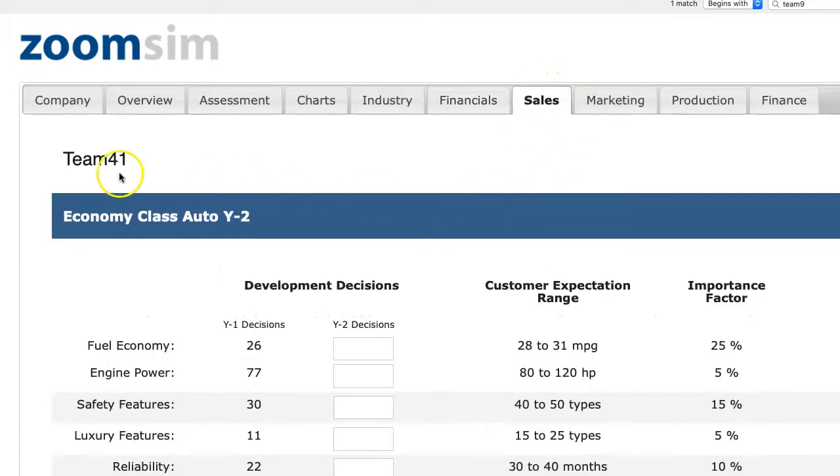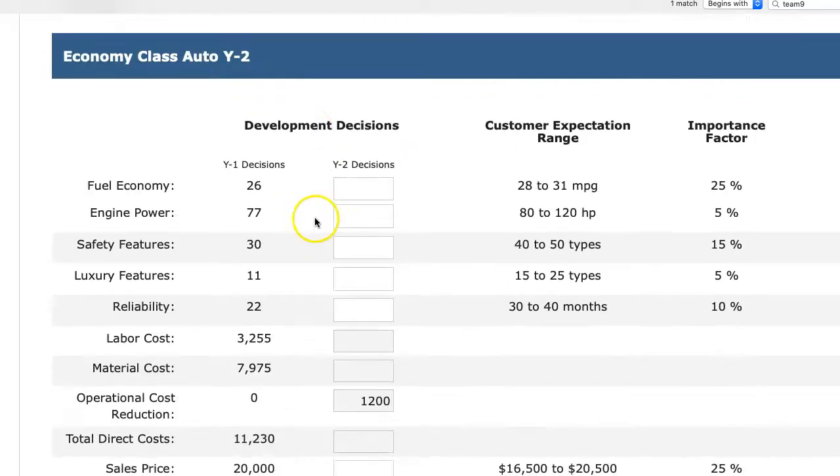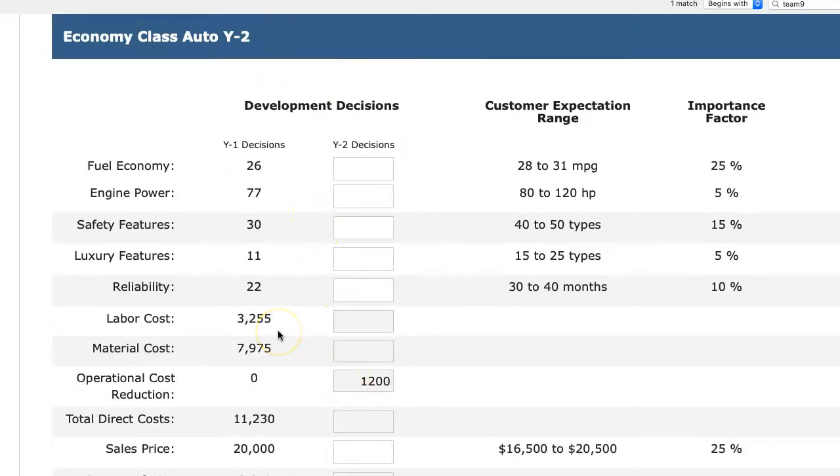Okay, coming into sales, now we're in year 2. Because of the operational cost reductions that I made in year 1, I now have a cost reduction here. If I put in 26, you'll see that this is the material cost, but it's now reduced by $1,200 because I made those operational cost reductions. Say the cost was $1,800 minus $1,200, it's only going to cost me $600 now. So it's important to make those operational cost reductions if you want to stay ahead on your vehicles.